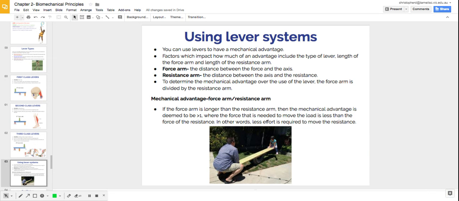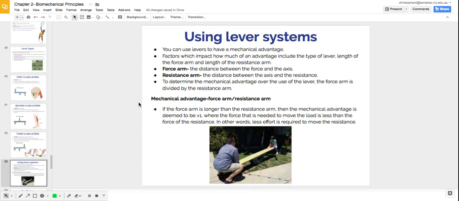When we use levers, we're trying to get a mechanical advantage. So if we are trying to, for example, lift up a heavy object, we're going to use a lever for a mechanical advantage. How much of that advantage we get is dependent on the type of lever we use, the length of the force arm, and the length of the resistance arm. The force arm is the distance between the axis and the force. Same as the resistance arm, which is the distance between the axis and the resistance.